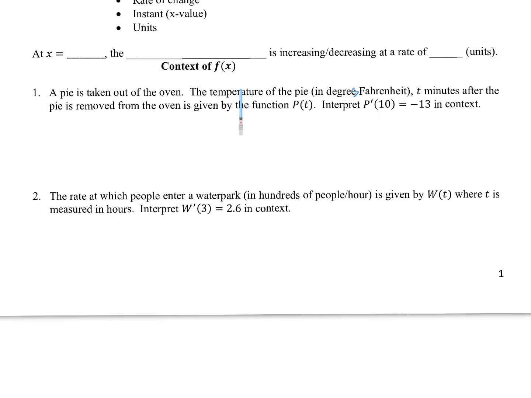Temperature. The temperature of our pie, do you think that temperature is increasing or decreasing? Decreasing. Does it make sense when I take a hot pie out of a hot oven that the temperature is going to go down? That makes sense, into our room temperature room. So here's how we would interpret this.